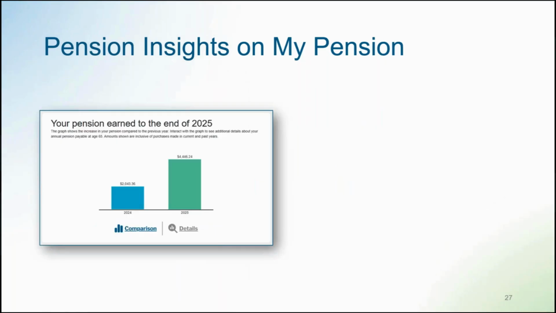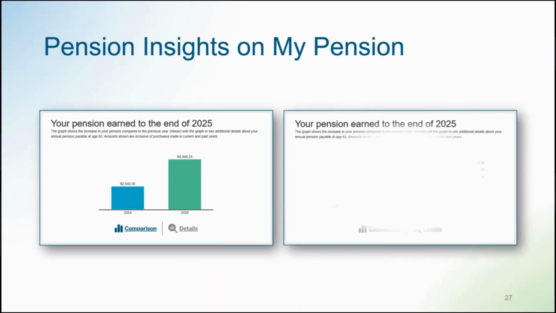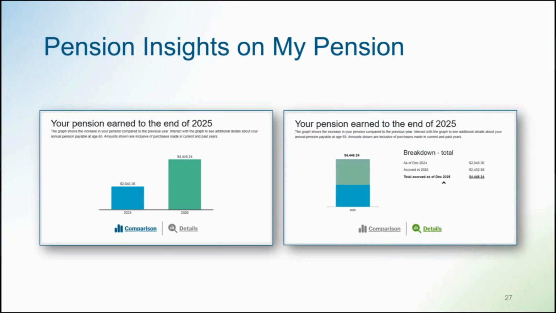For the middle section, the member can see the comparison of the year they selected to the previous year if they click Comparison. But if they click Details on the right, they'll see the amounts accrued in each year without having to do the math. The notes say that the amounts include any purchases.